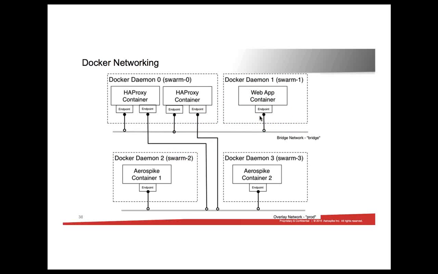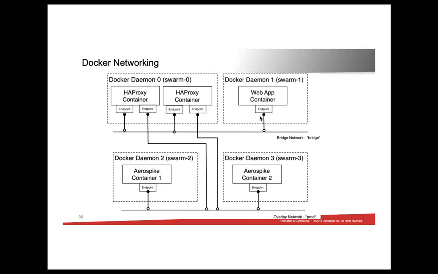This picture's a little busy, but hopefully you'll get the idea. In this particular example, we're going to be running four Docker engines, and as you can see, they're labeled Swarm 0 through Swarm 3. Inside each one of those Docker engines, we're going to have various containers running. As you can see on the bottom layer, we're going to have a number of containers that are running Aerospike, a number of containers running the web containers, as well as our HAProxy.